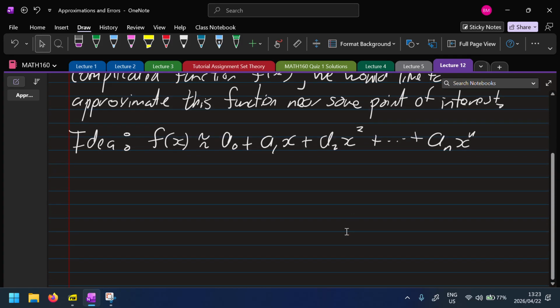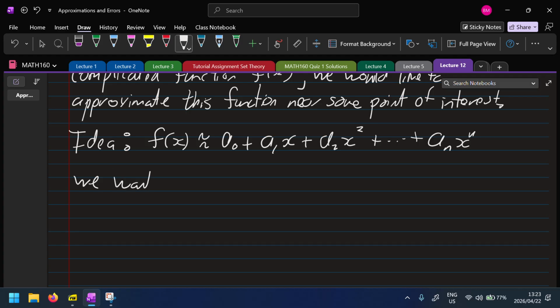Okay, so how do we do this? Well, we've got our function f, and we've got this polynomial on the right-hand side. We don't know what those coefficients are. We're going to try to figure that out. The way we do that is we're going to match the function value on the left side and the right side. We're going to match the first derivative on the left side and the right side, and the second derivative. If we match the function value, the first derivative, and the second derivative, hopefully it's a good approximation.